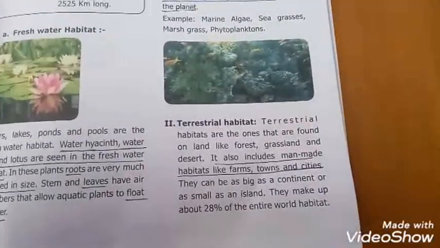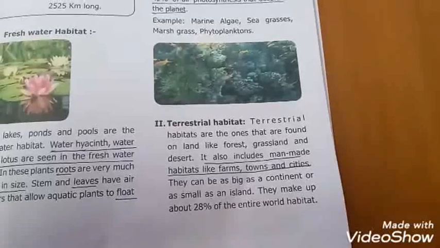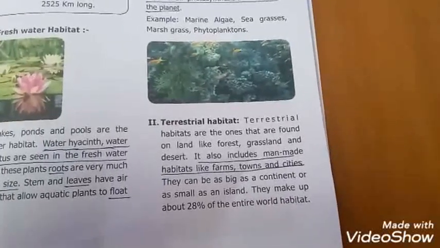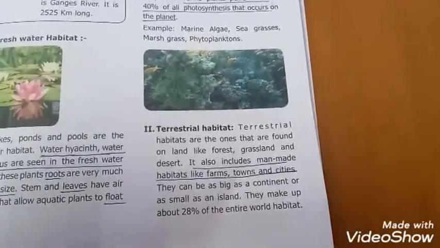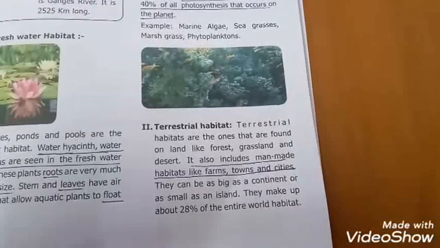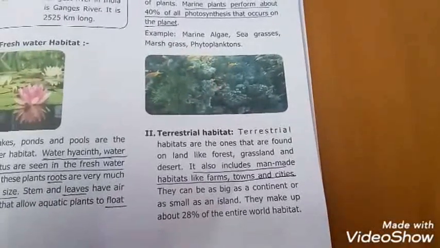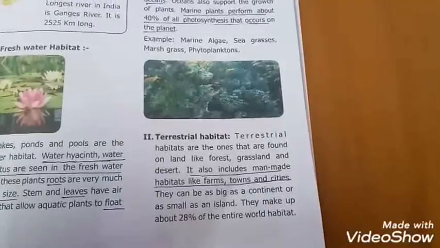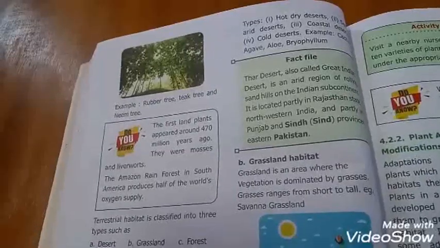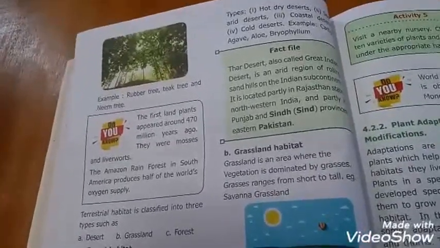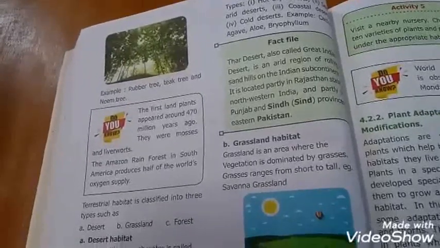Next, terrestrial habitat. Terrestrial habitat includes man-made areas like farms, towns and cities also. Examples of terrestrial area plants are rubber tree, teak tree and neem tree.